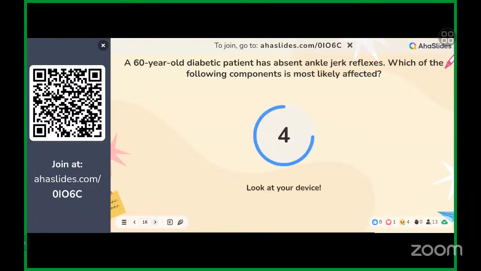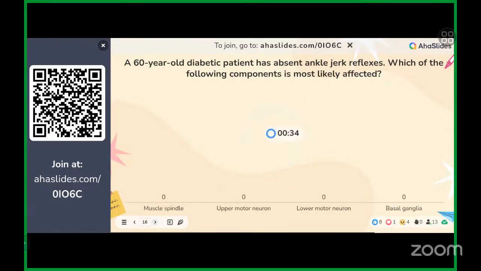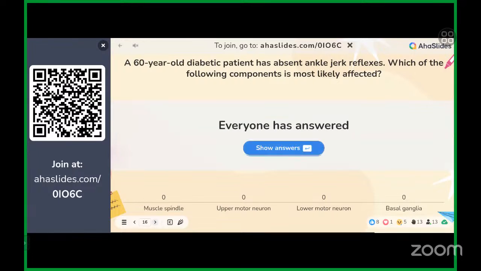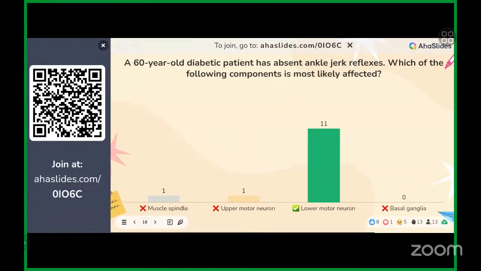Okay, a 60-year-old diabetic patient has absent ankle jerk reflex. So, which of the following components is most likely affected? So, when the wire is cut, the current won't flow, right? So, where is the most likely site of pathology? Right, it is due to lower motor neuron.